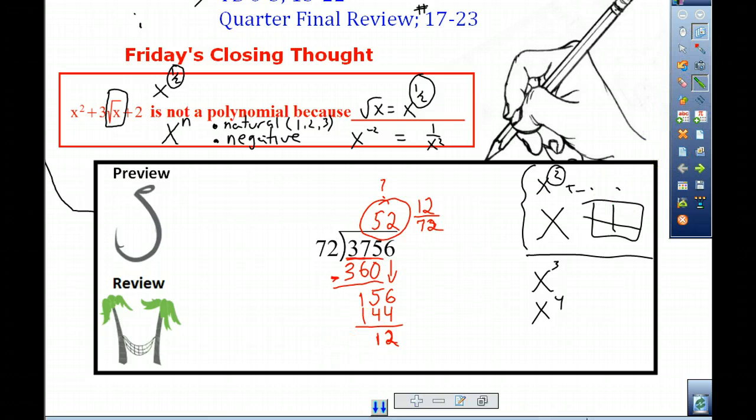Anytime you have a remainder, right here, it just becomes a fraction in your answer. We have 12, and then 72, that came from here. And on this problem, you would actually go ahead and reduce it and get a more simplified answer. So 12 over 72 reduces to 1/6. So your correct answer probably would be 52 and 1/6.